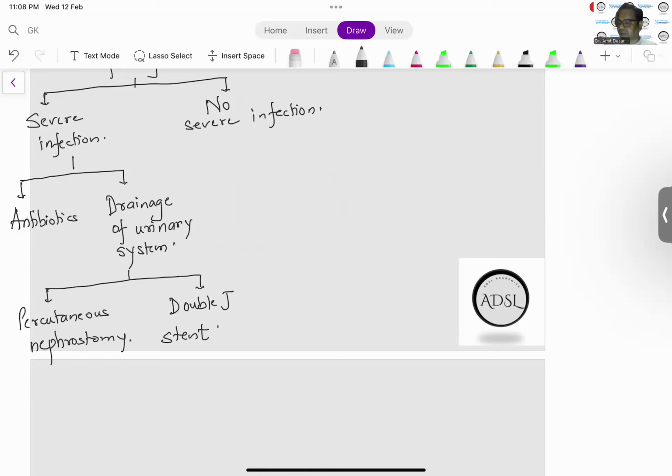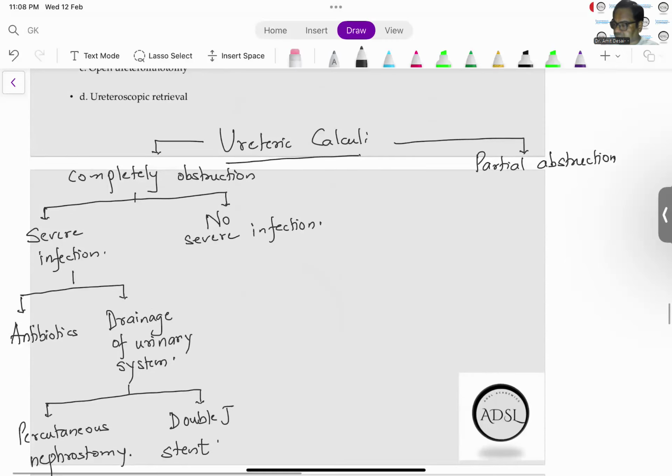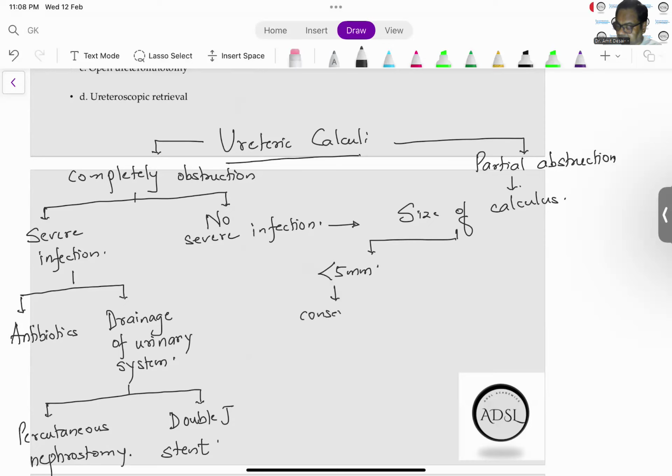Now, if we are dealing with a person who has partial obstruction, or complete obstruction but not severe infection, this is when we look at the size of the calculus. If the size of the calculus is less than 5 millimeters, we can think of giving conservative treatment.